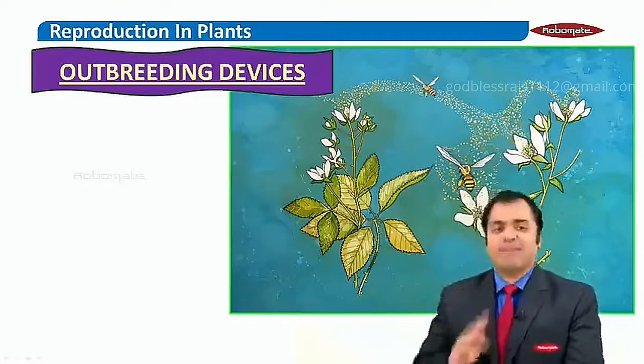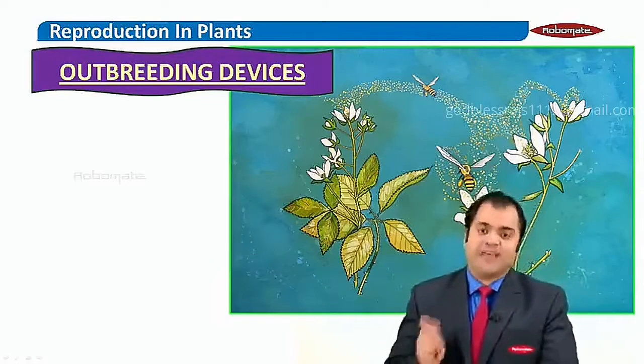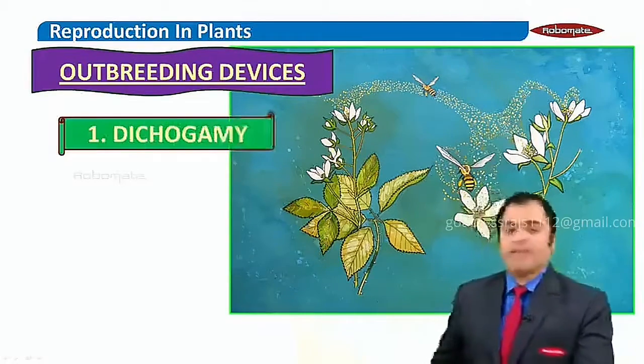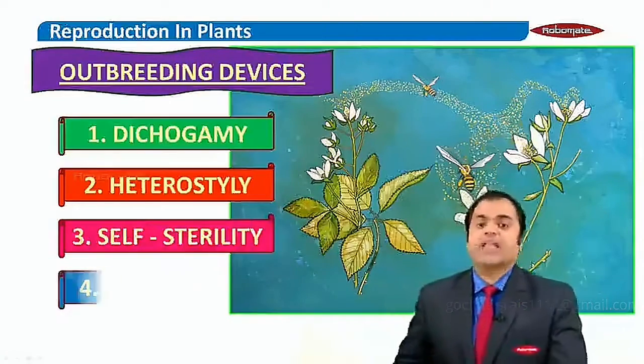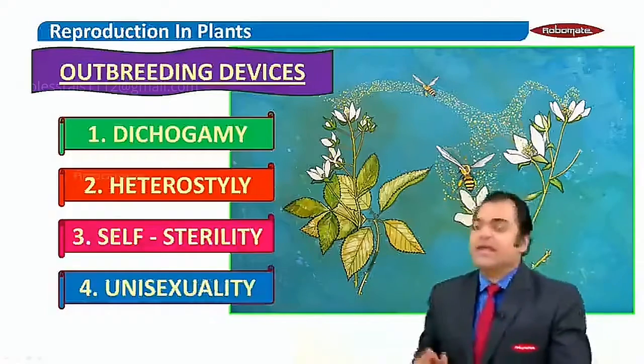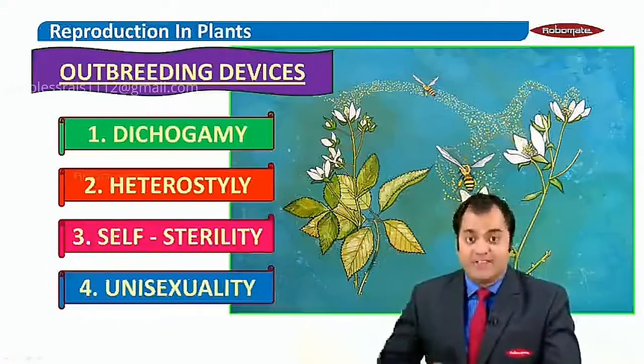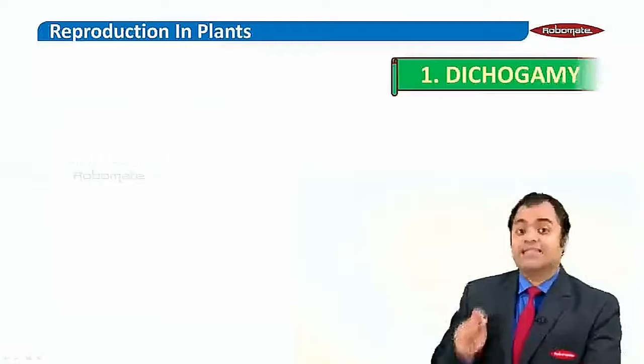There are four basic methods that have been seen in outbreeding devices. Number one, dichogamy. Number two, heterostyly. Number three, self-sterility. And number four is unisexuality. Let us understand what these four are individually. So first let us see what is dichogamy.